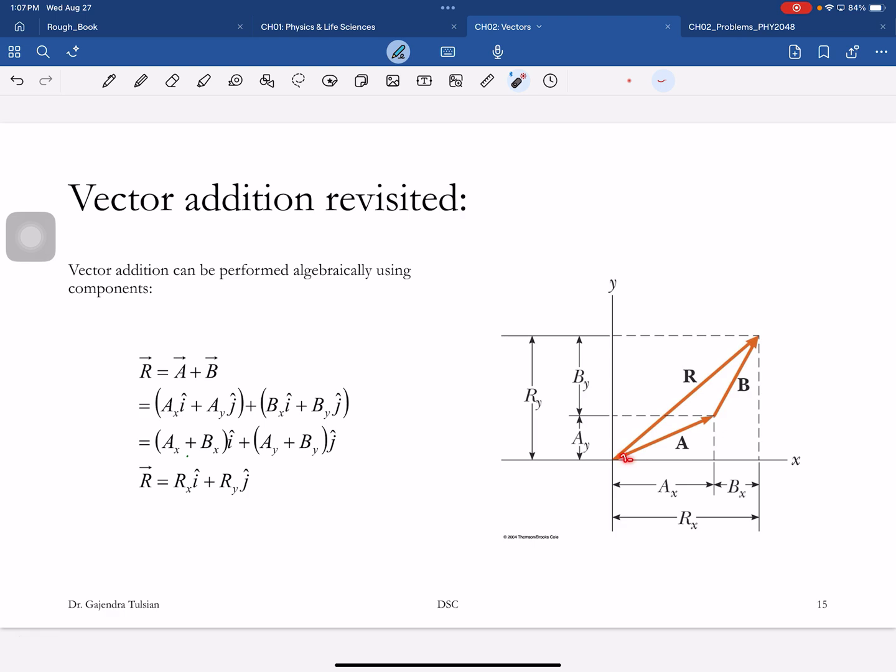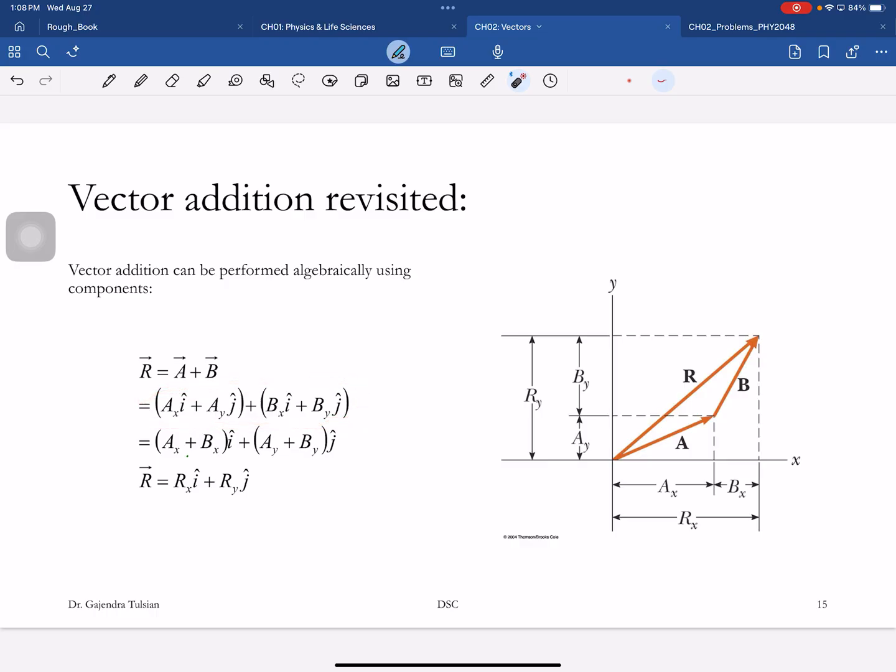So you learned how to add vectors. This is the diagram, a diagrammatic way of adding vectors. This is a good picture to have in mind, but this is not a practical way of adding vectors. The practical way of adding vectors is using components.